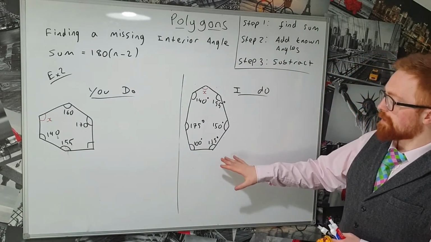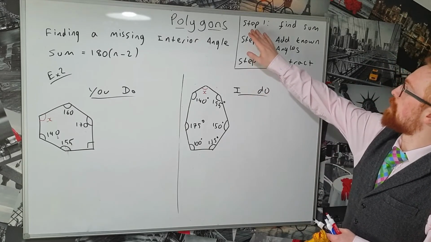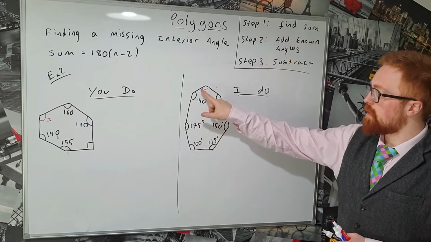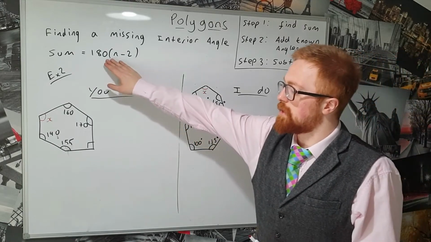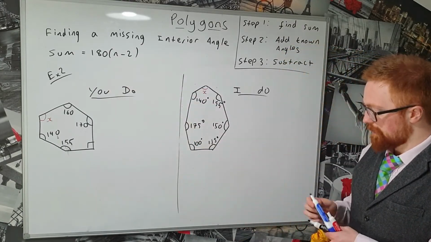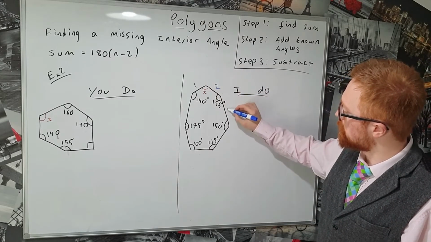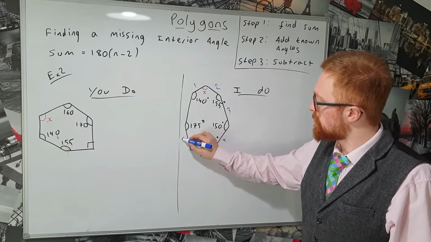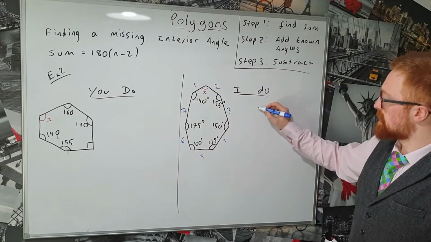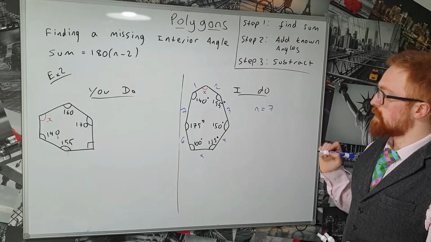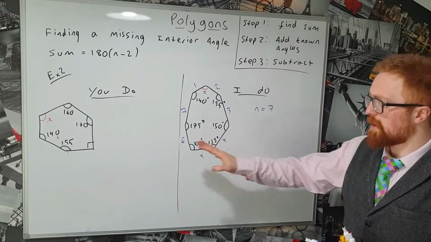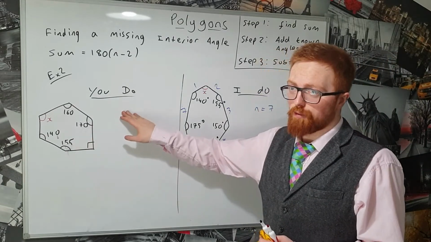Okay, so our general strategy is, remember, step 1, we had to find what all of these angles added up to using our handy formula up here. So the first thing we need to do is count the number of sides. So 1, 2, 3, 4, 5, 6, 7. So we've got 7 sides, so that means that n is equal to 7. Okay, now just be careful, your value of n will be different.